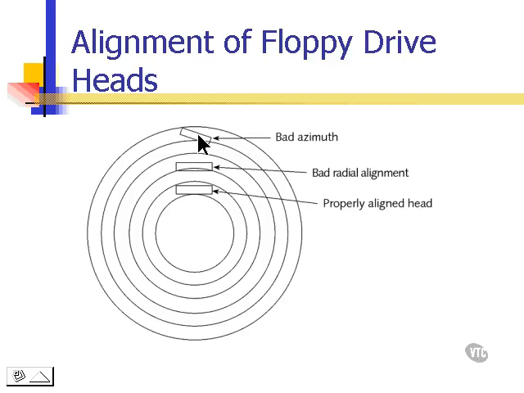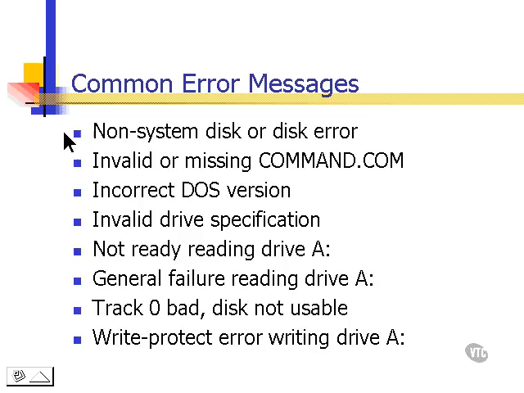Error messages that we can get from a floppy drive are non-system disk or disk error. We most commonly will get this message when we have a floppy drive in the system and we're restarting it and we didn't realize the floppy drive was there. And that floppy drive does not have the files in it that are required to boot the system, the command.com file, as well as the ms-dos.sys and io.sys files. And since it doesn't have those files, we'll get this error, non-system disk or disk error.